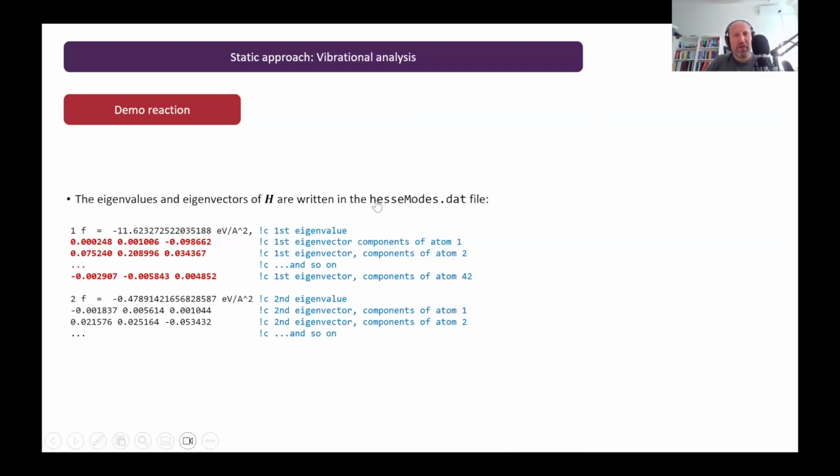Now, VIPFREG also generates another file, Hesse modes .dat, where force constants and corresponding lattice vectors are listed.